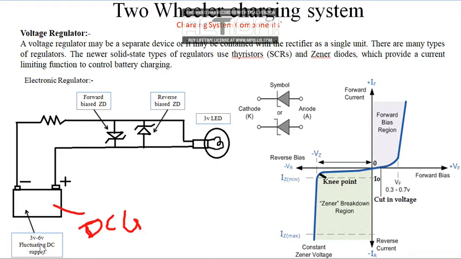So the fluctuating DC supply fluctuates between 3 volt and 6 volt. This is our 3 volt to 6 volt fluctuating DC supply, which means at times it is giving 3 volt, at times 6 volt, and at times 5 or 4. In that way it gives a supply to our 3 volt LED.